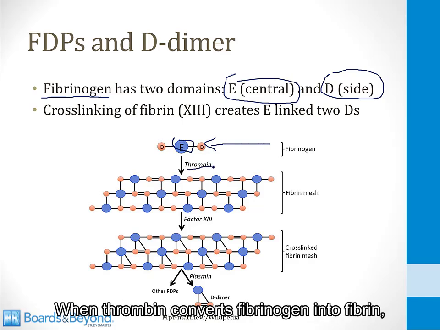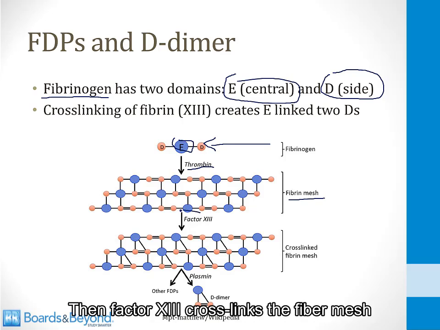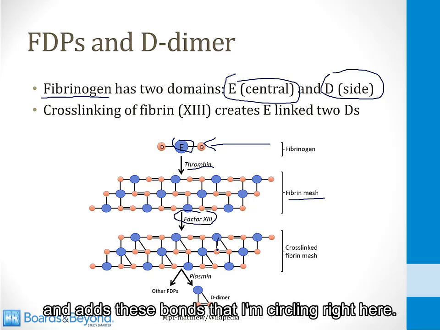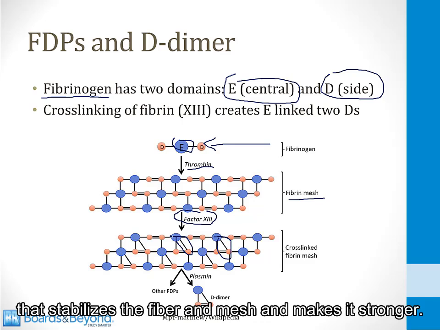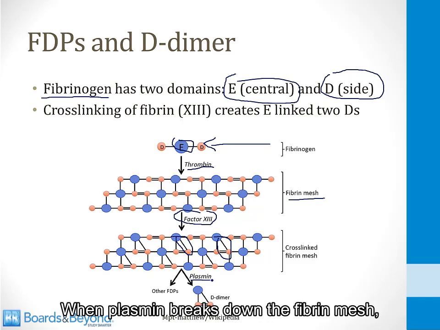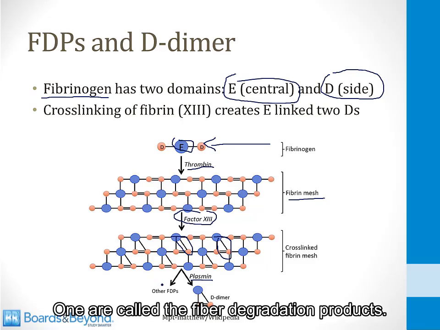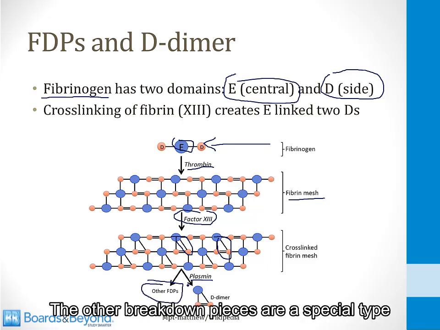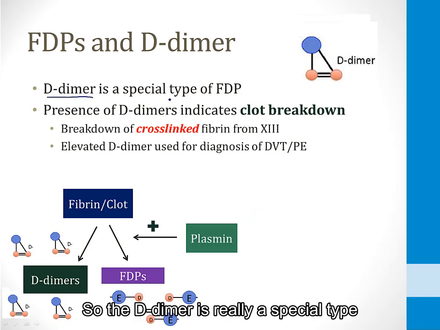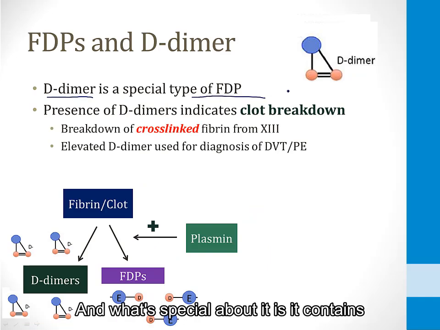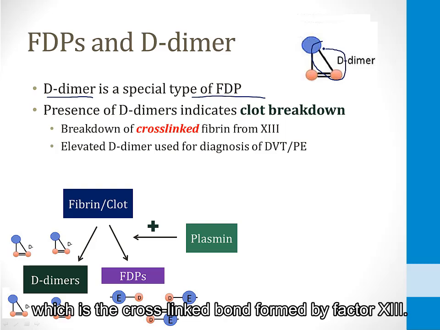When thrombin converts fibrinogen into fibrin, the fibrin molecules begin to link together and form a mesh. Then factor 13 cross-links the fibrin mesh and adds these bonds that I'm circling right here. These are the cross-linked bonds that stabilize the fibrin mesh and make it stronger. When plasmin breaks down the fibrin mesh, it breaks it down into two separate breakdown pieces. One are called the fibrin degradation products. The other breakdown pieces are a special type of degradation product called a D-dimer. So the D-dimer is really a special type of fibrin degradation product, and what's special about it is it contains this bond right here, which is the cross-linked bond formed by factor 13.